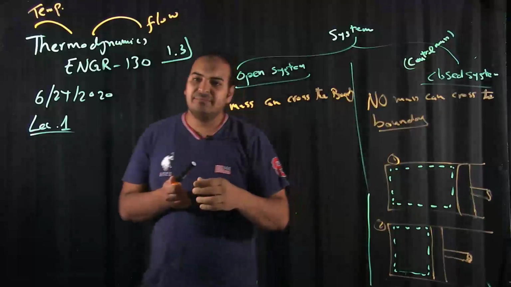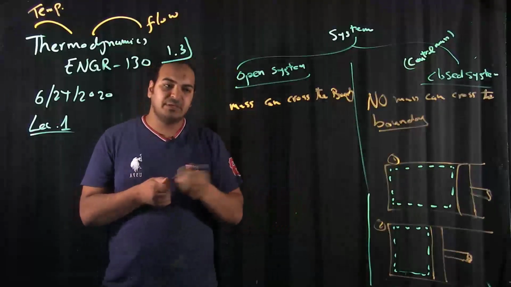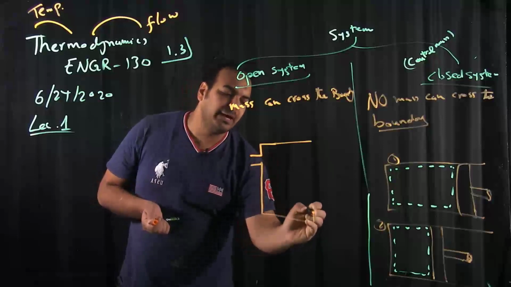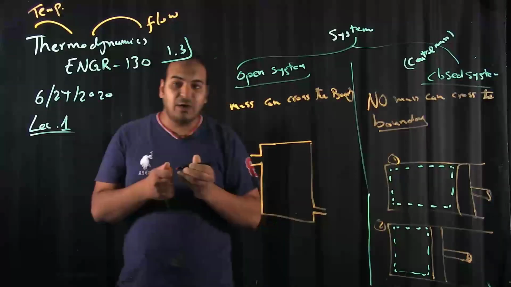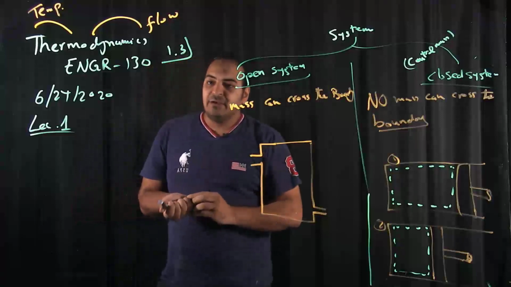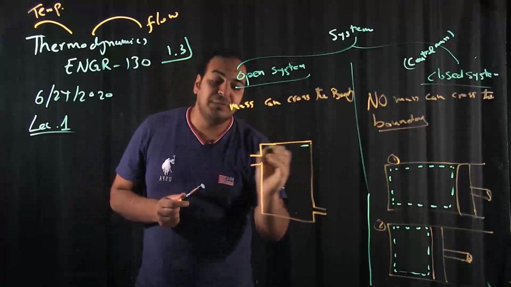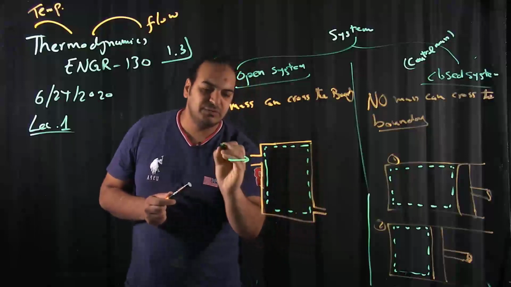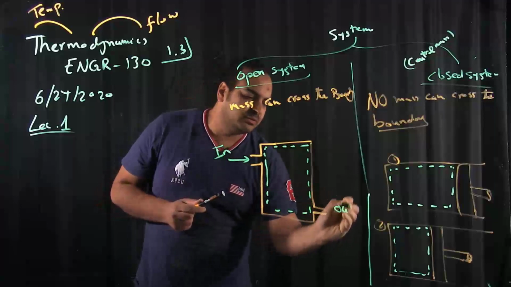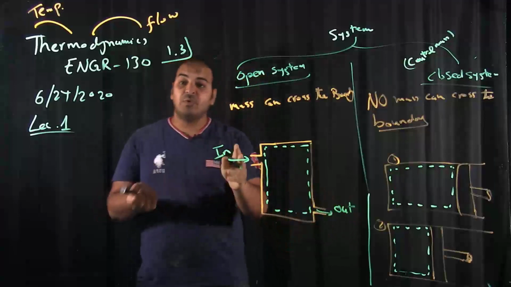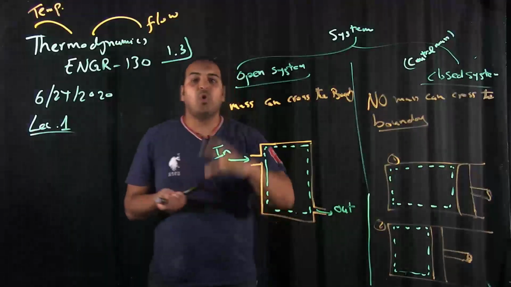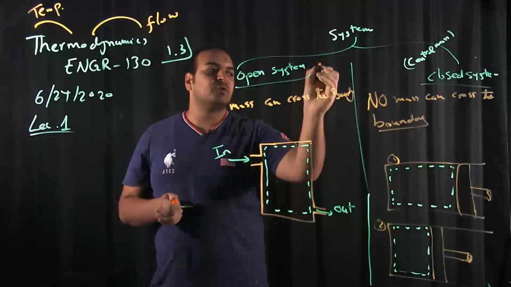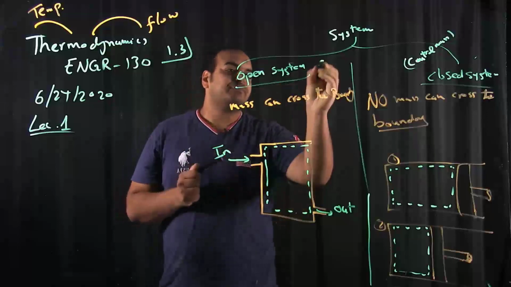For an open system, it's exactly the opposite. We have a system with at least one input or one output. It can be 100 inputs, 100 outputs, it's okay. We have input, we have output, at least one of these, maybe more. This is called an open system, or control volume. The volume is constant, something goes in, something goes out.